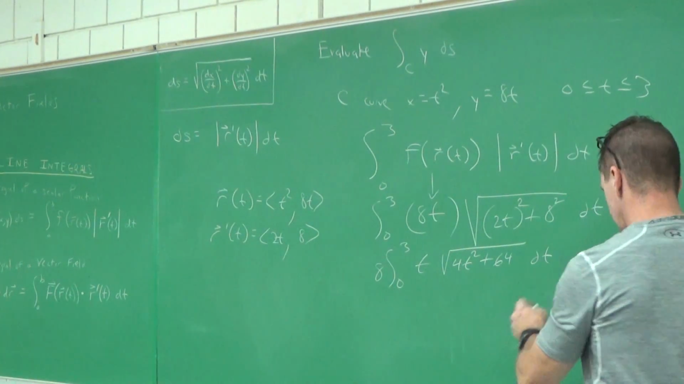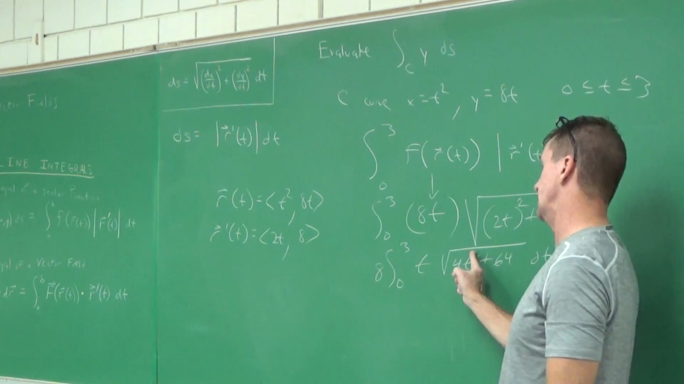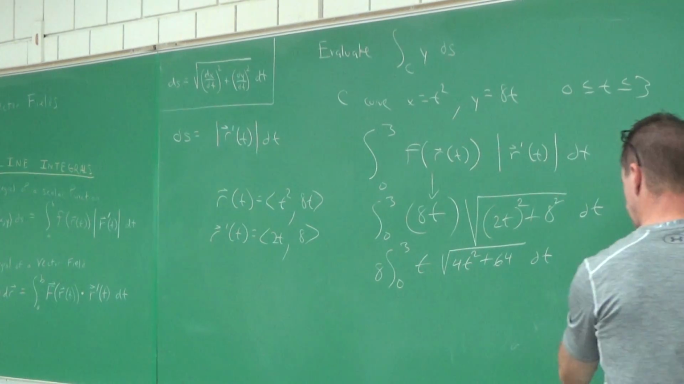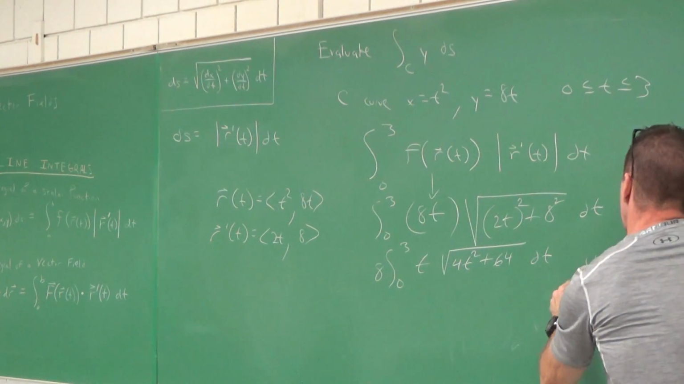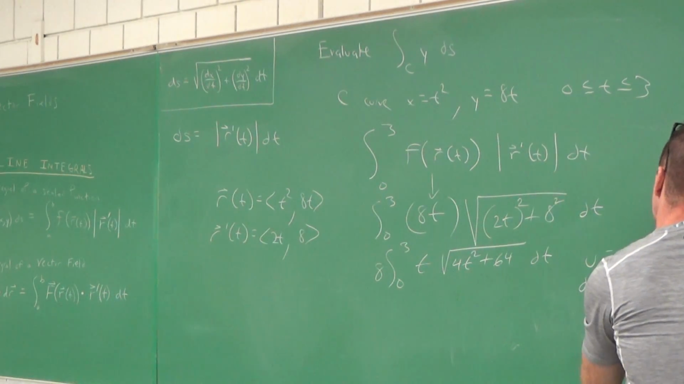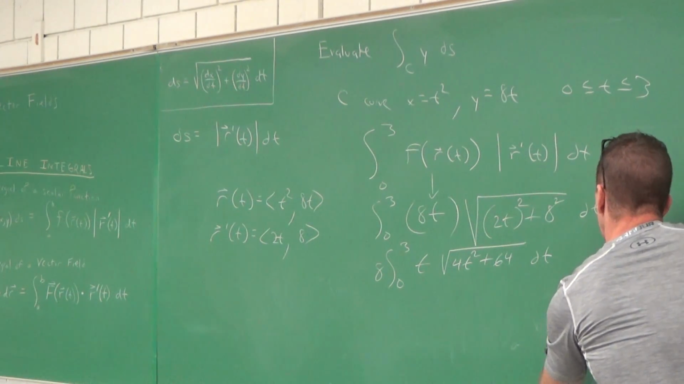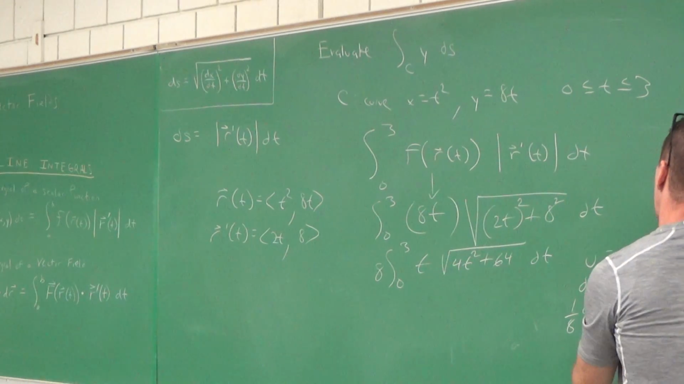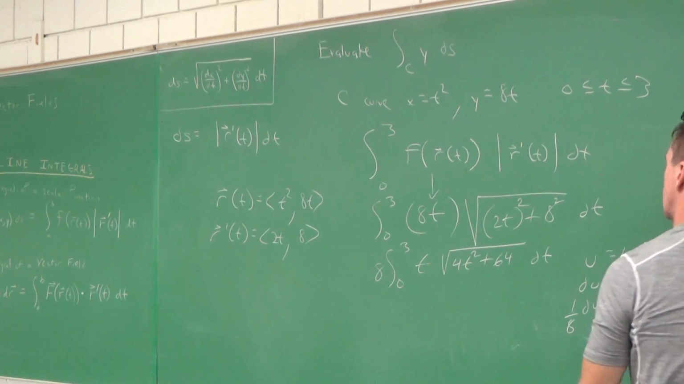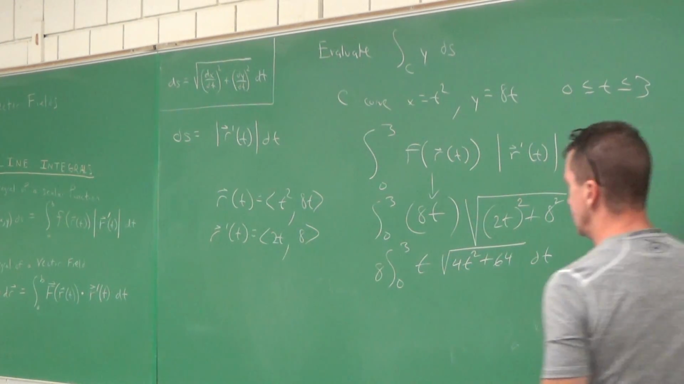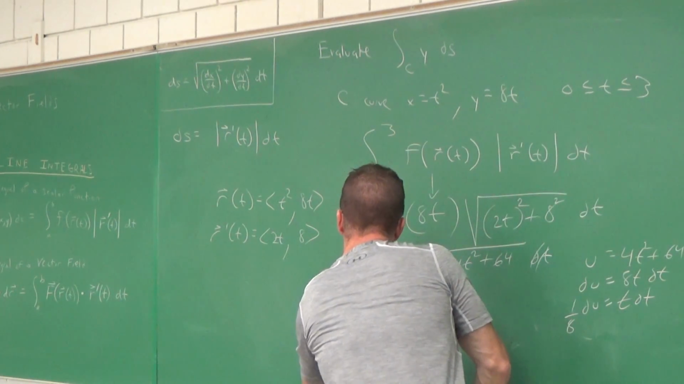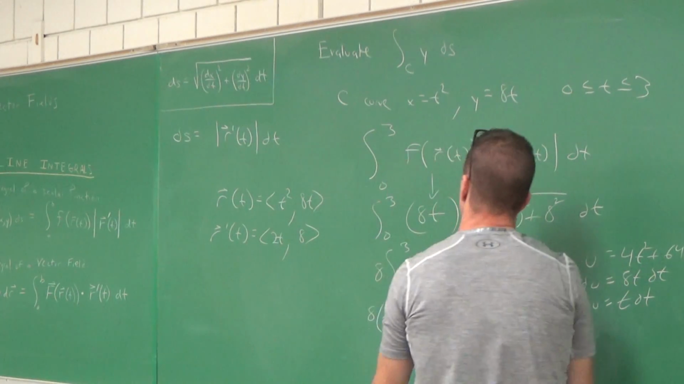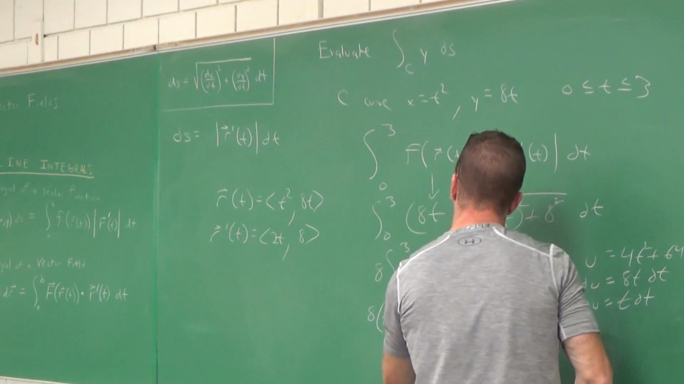Look, this had a t squared, this had a t to the first. So we did 4t squared plus 64, what's the derivative? 8t dt, so 1/8 du equals t dt. Bye bye t dt, see you later. And I can put the 1/8 with the 8, and what do you get? We've got the line integral of the square root of u.